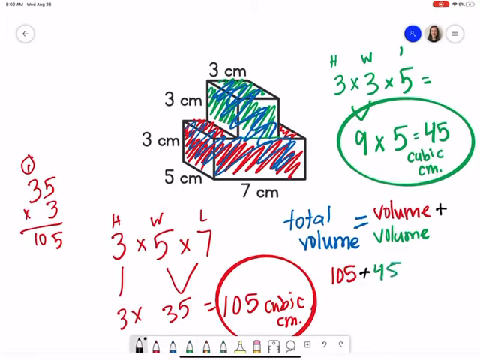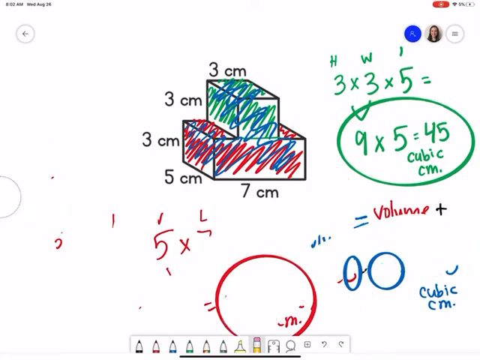105 plus 45 equals, so you could do some mental math. Let's talk through that. Let's do 45 plus 5 is 50, right? So 150. 150 what? Cubic centimeters, because we were finding the volume of a 3D object. Okay, awesome. Now I'm going to have you do this next one by yourself.